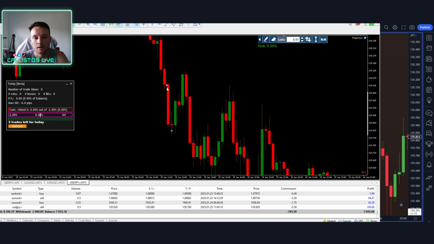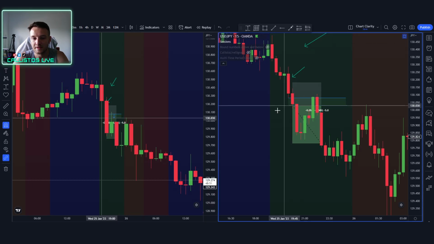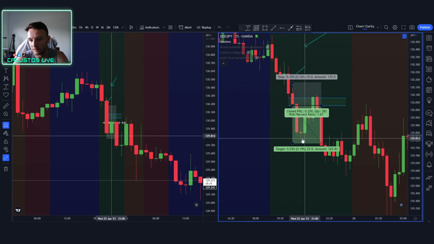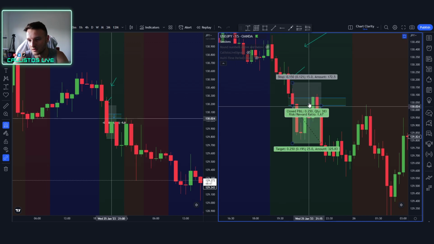See this one? You can see the arrow right here. This is where I entered. And then this is where I took the profits right down here. You see that? Boom, boom. So I did end up taking the profits right here before these candles started to push up.